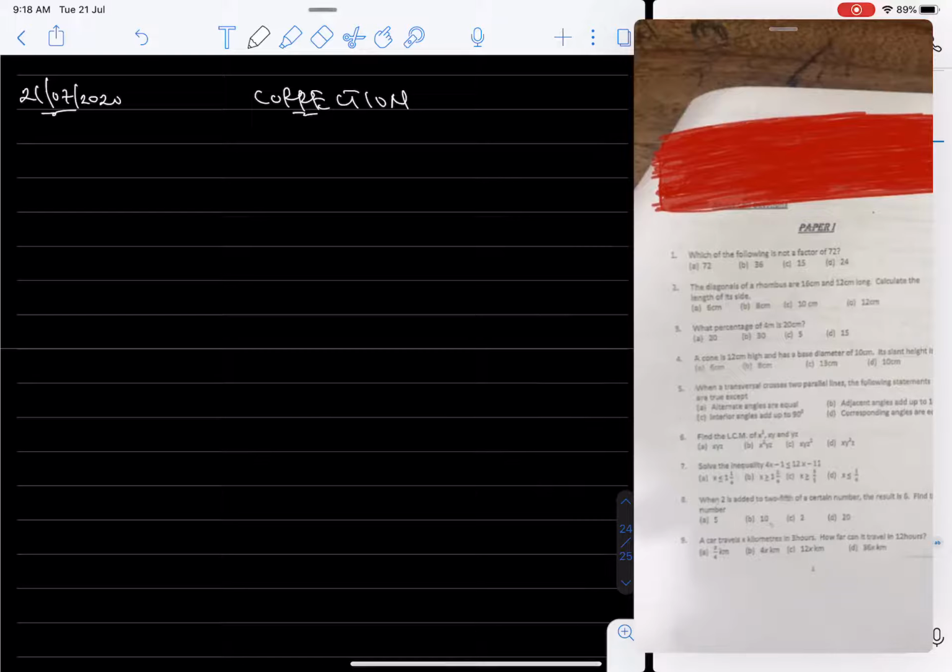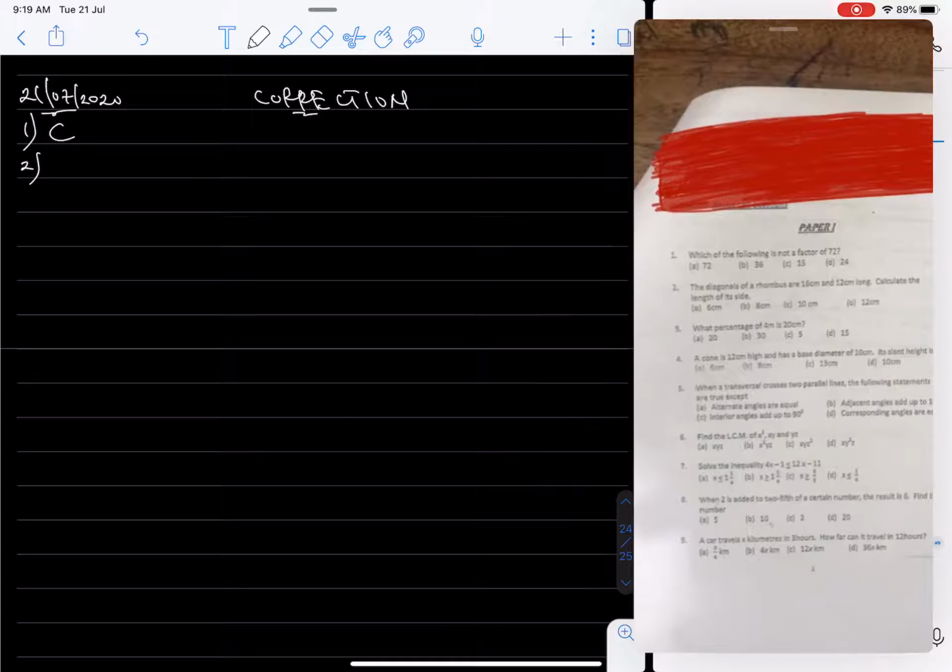Number 1. Which of the following is not a factor of 72? That simply means which of these cannot divide 72 without a remainder. And that's 15, which is option C. I think I'll just write the correct option where no working is required.